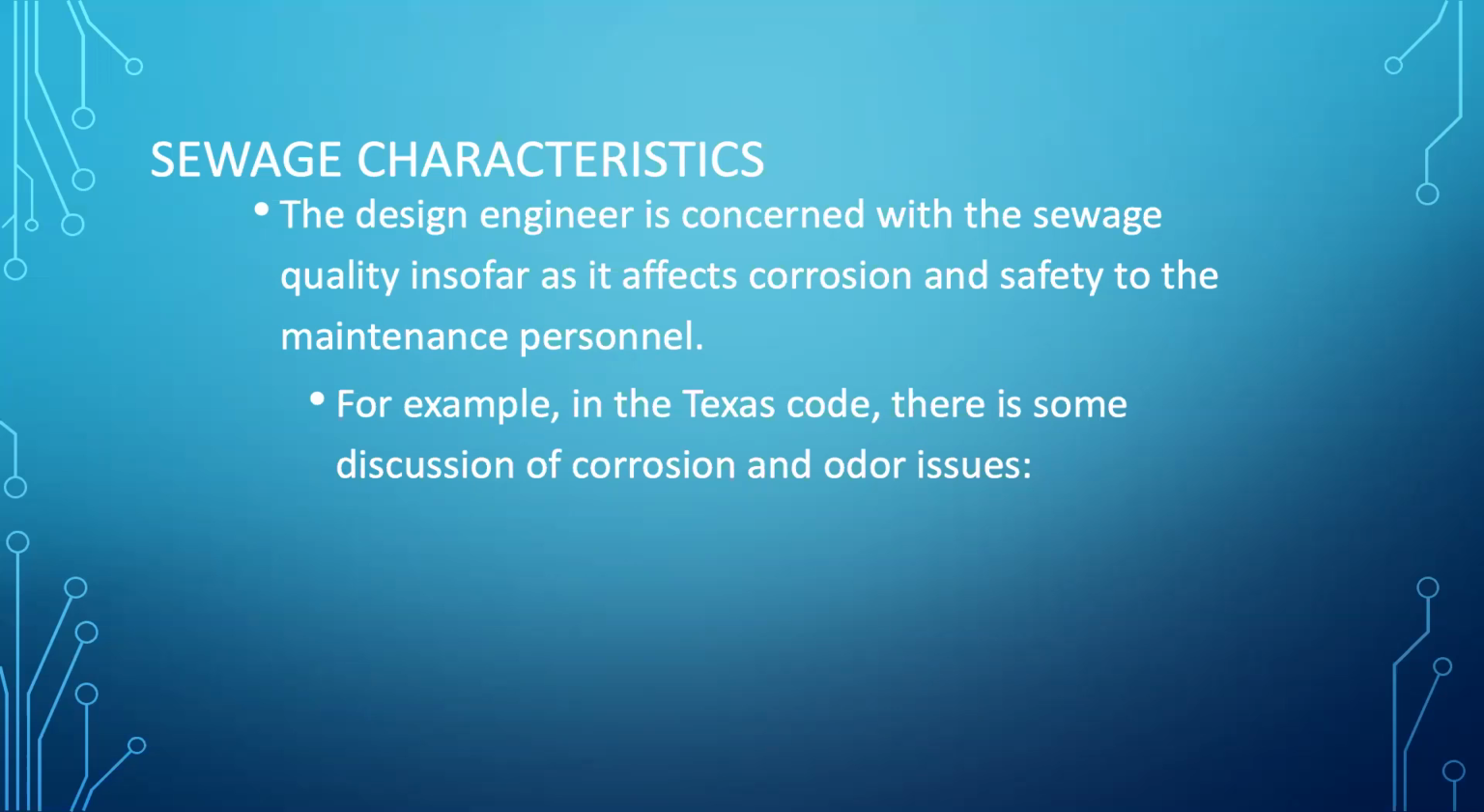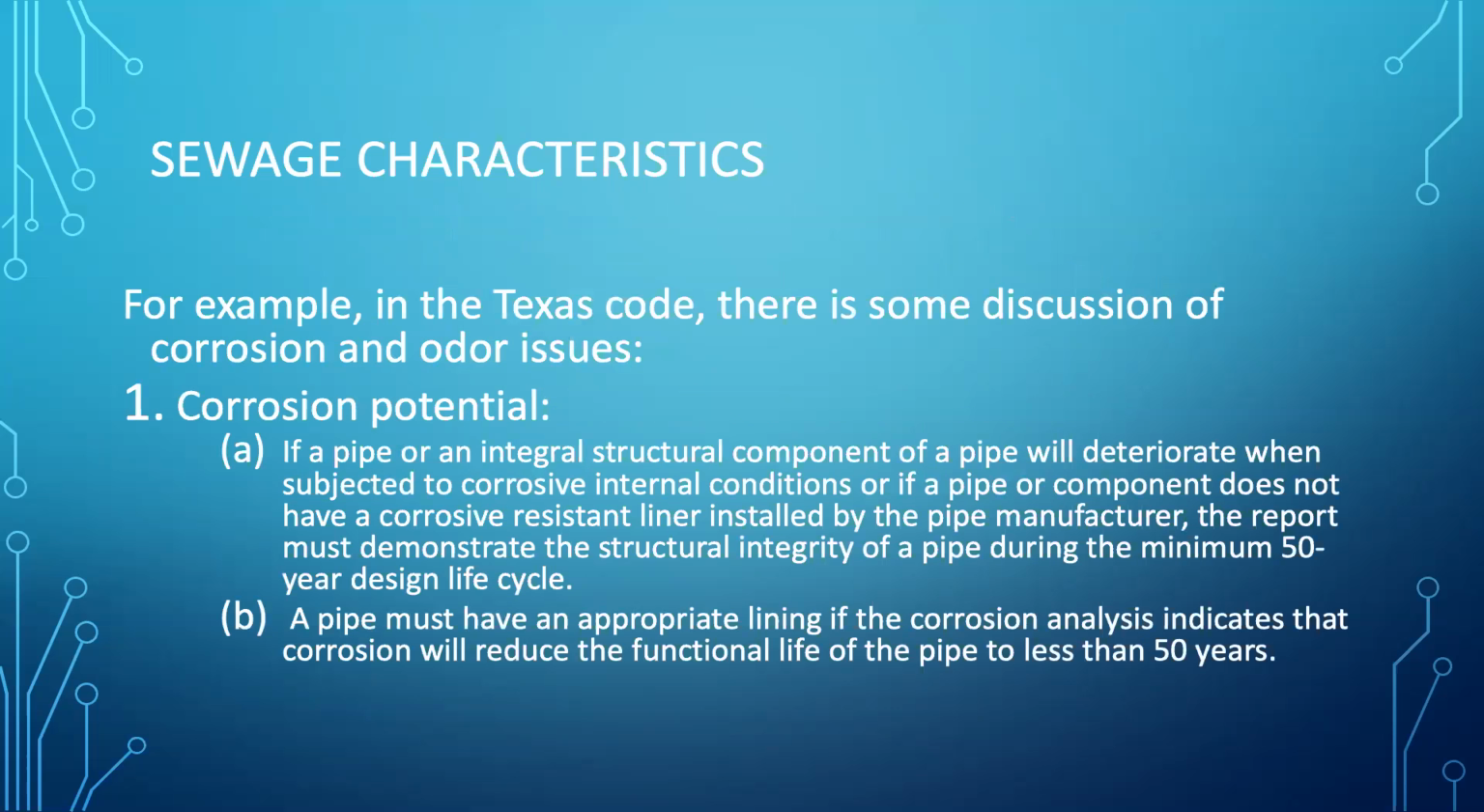And to the point that in the Texas code, there's some discussion of corrosion and odor issues, and we're just going to look at some pieces. So one of the things the design engineer is concerned with in Texas is if a pipe or an integral structural component of a pipe will deteriorate when subjected to corrosive internal conditions, or if a pipe or component does not have a corrosive resistant liner installed by the pipe manufacturer, the report, this is your design report, must demonstrate the structural integrity of a pipe during the minimum 50-year design life cycle.